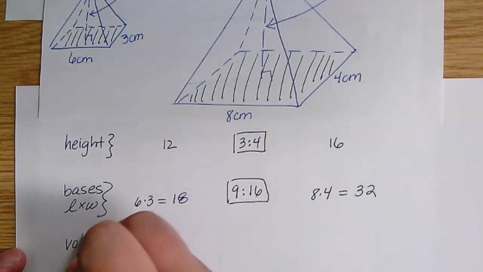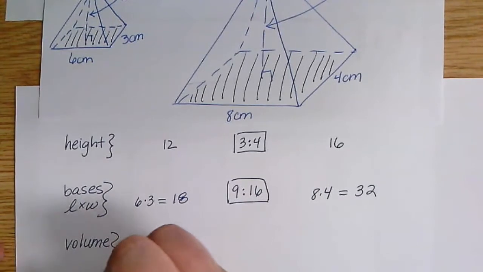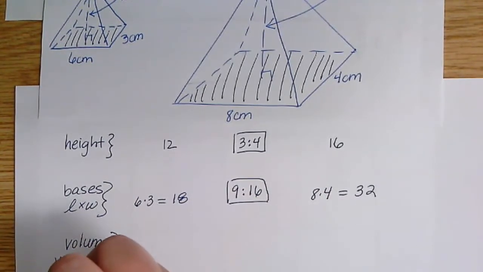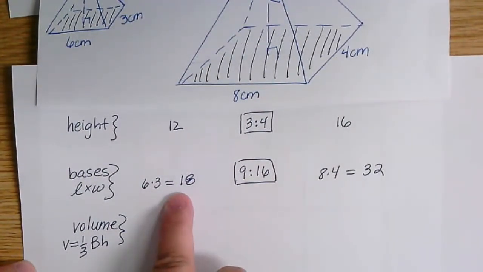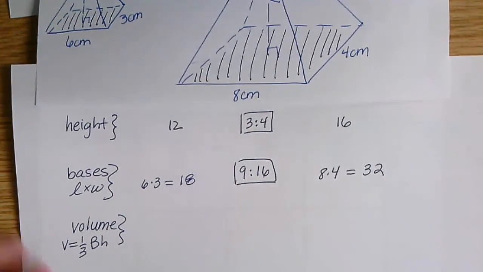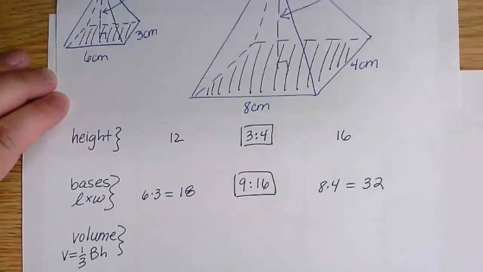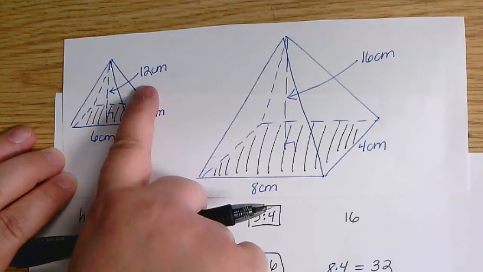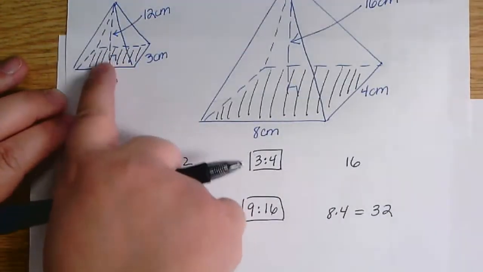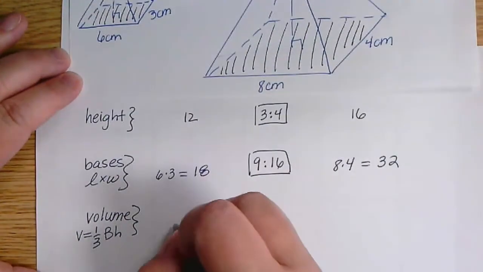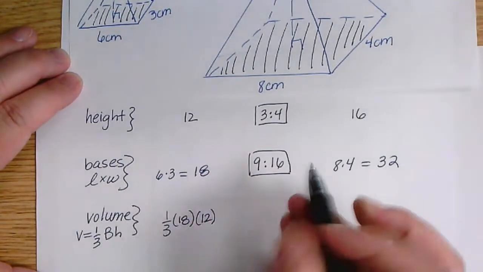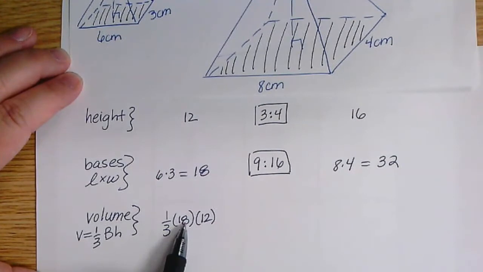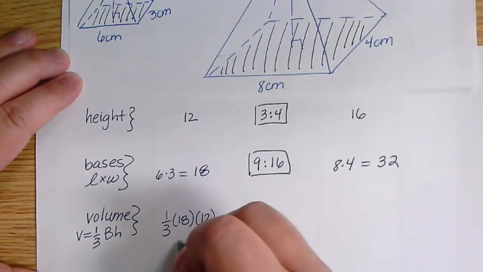And finally, the volumes. The volumes of pyramids, the volume formula is 1/3 area of the base times the height. Well, conveniently, we just found the area of the base. So we're going to incorporate that. So 1/3. For the small one, the height is 12. The area of the base was 18. So 1/3, 18 times 12. A third of 18 is 6. So 6 times 12, that is 72.